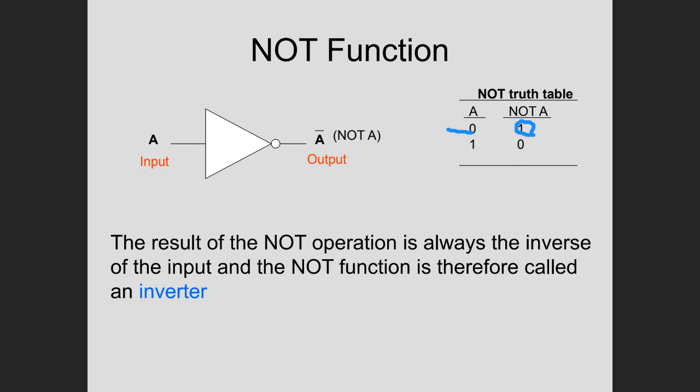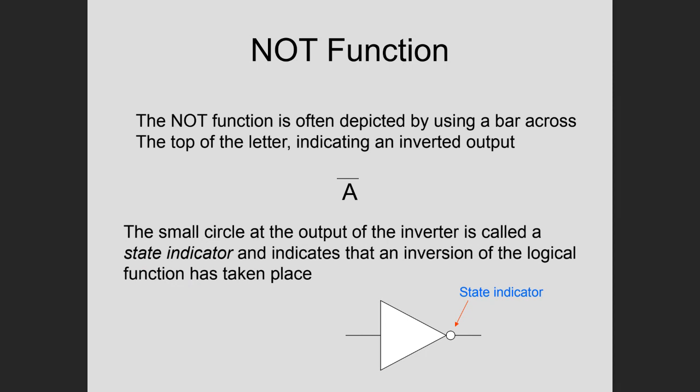I want to zoom in a little bit on this little bubble, because that actually is pretty important. I think the next slide deals with that. Okay, so that little bubble is called a state indicator. You can look at this any way you want, but here's how I think about it. I actually think of 1s and 0s moving through these devices. So what happens is, let's say you got a 1 on the input.